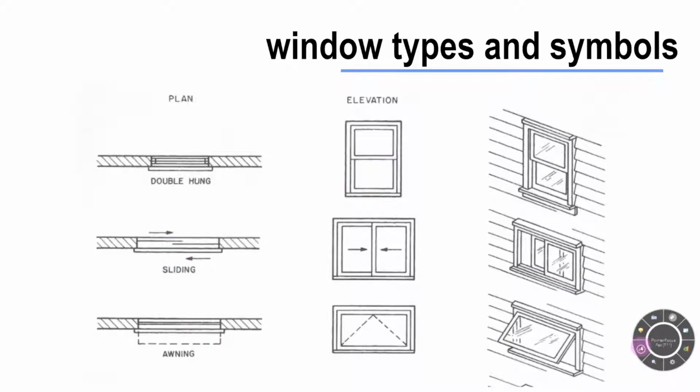And so we've got our double hung. Also in elevation, we'll sometimes have double hung windows with arrows like that to let you know that it can move up and down as well. That's something I've seen in elevations before. The awning style window has this little hidden line here to let you know that it's hinged on this side and that it opens up in that direction.